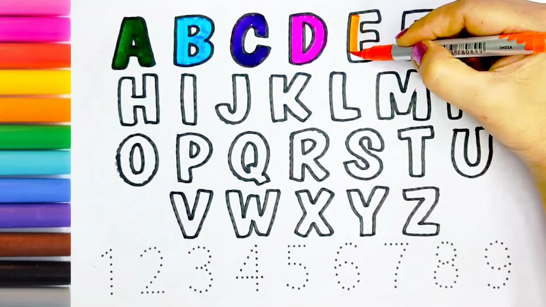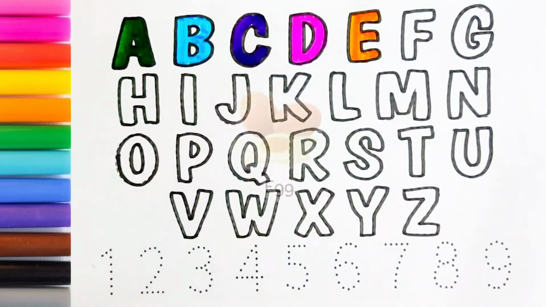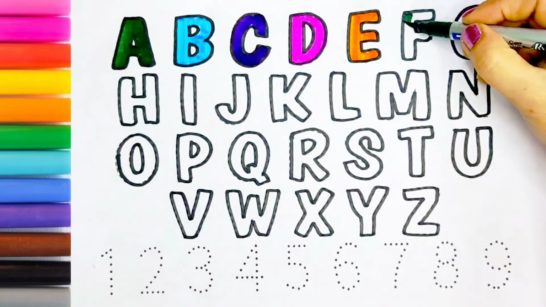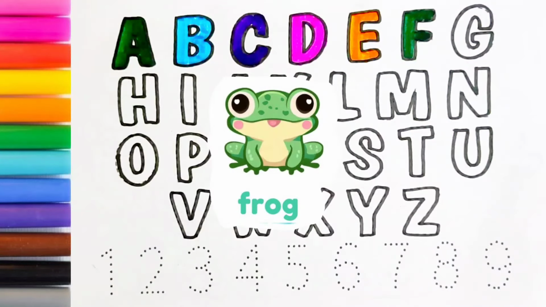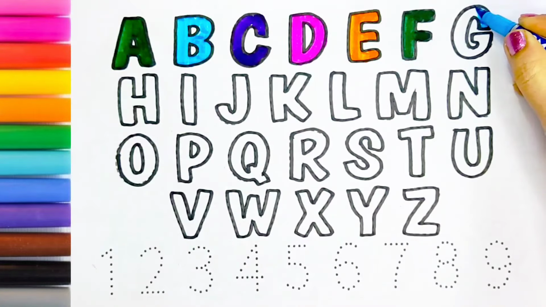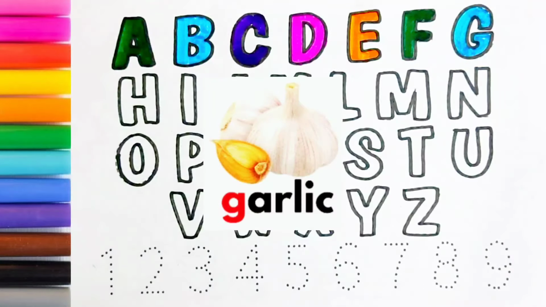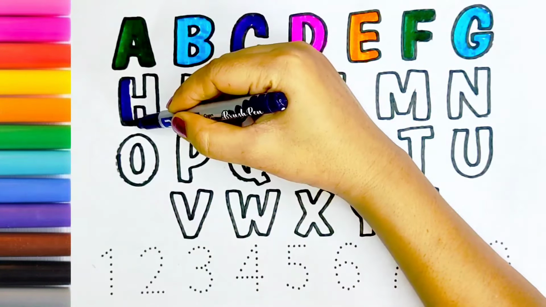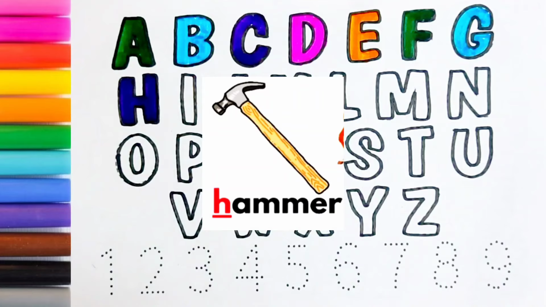Orange color E. E for egg. Dark green color F. F for frog. Sky blue color G. G for garlic. Purple color H. H for hammer.